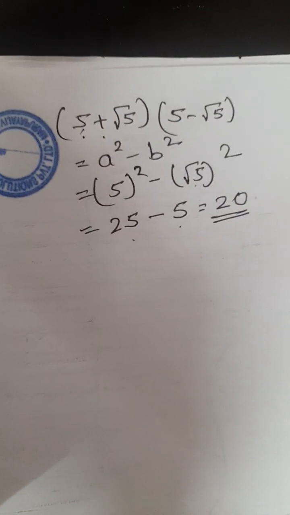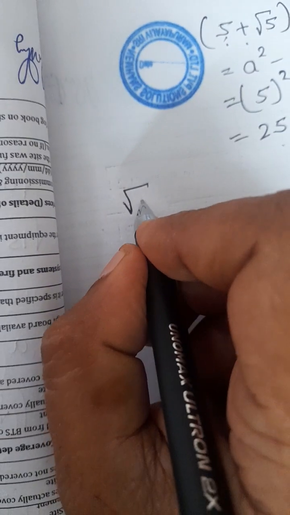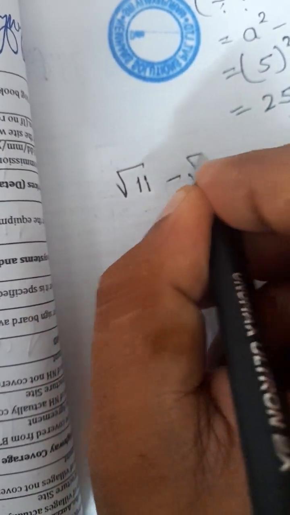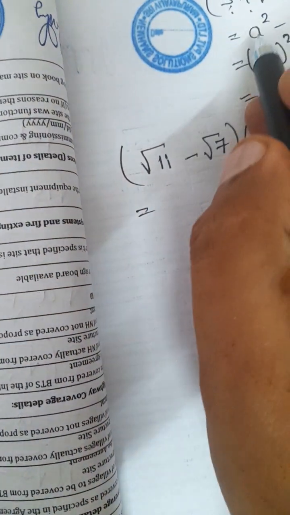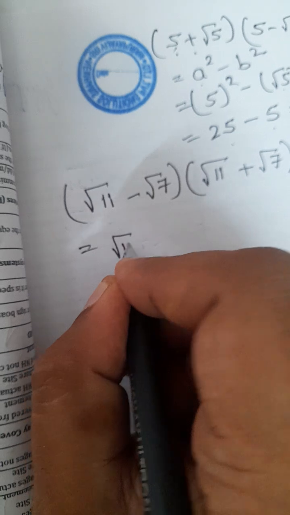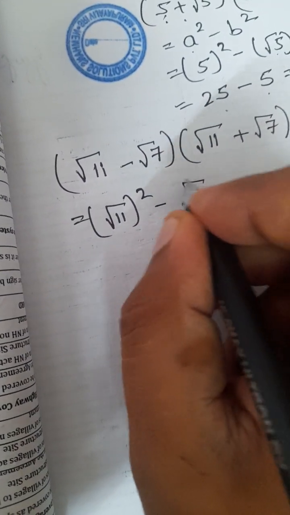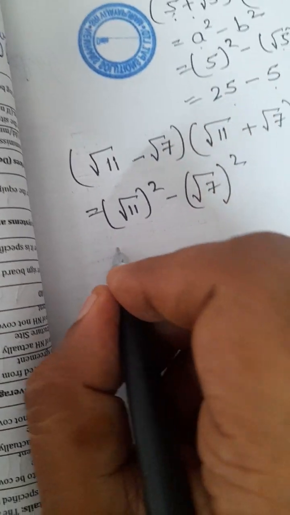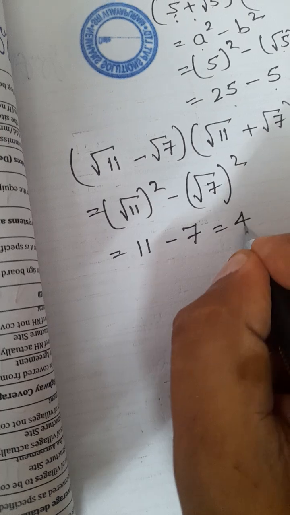Okay, it will be 20. I have another sum which says root 11 minus root 7 in the bracket and root 11 plus root 7. So this is again a square minus b square, as I told you. So this becomes root 11 whole square minus root 7 whole square, which is equal to 11 minus 7. So this is equal to 4.